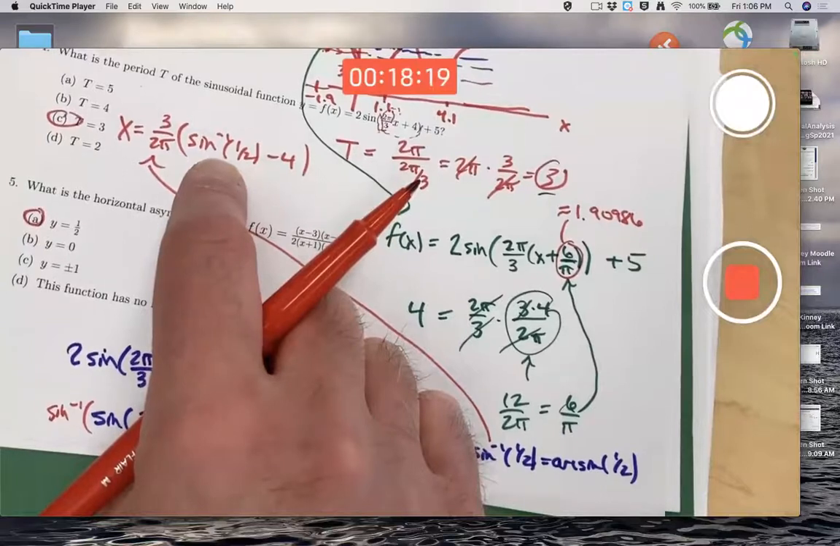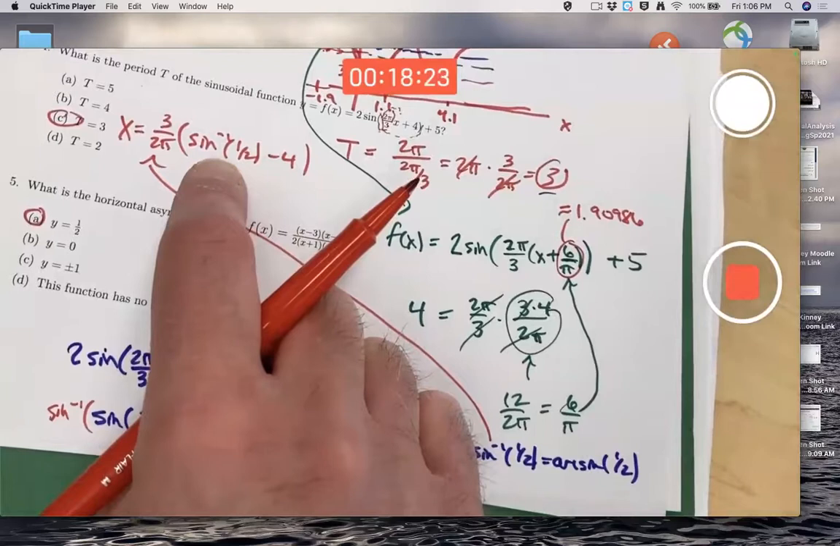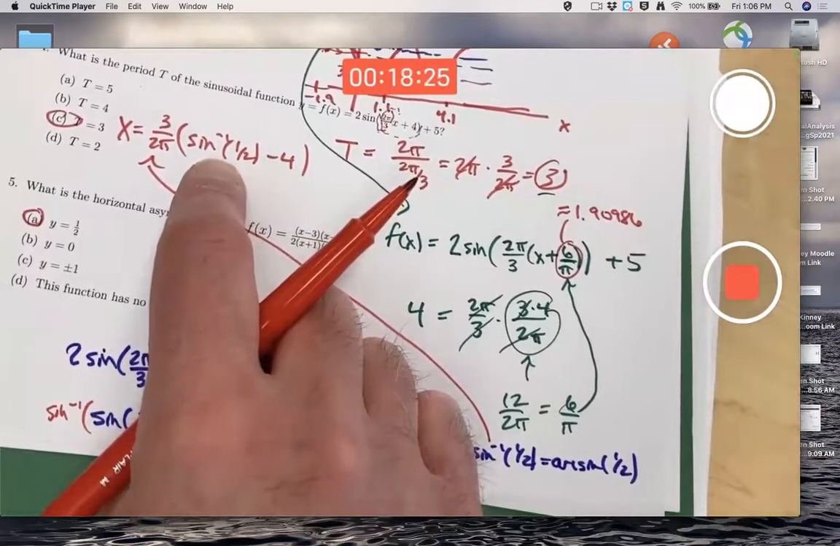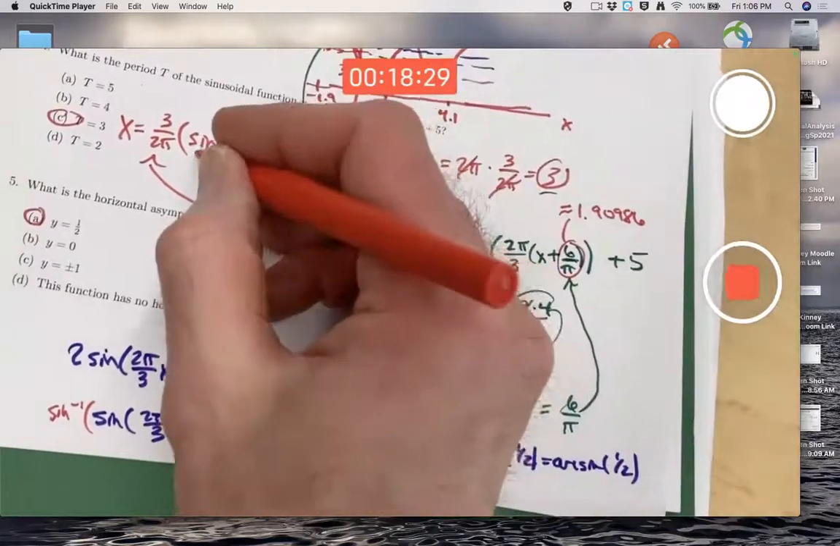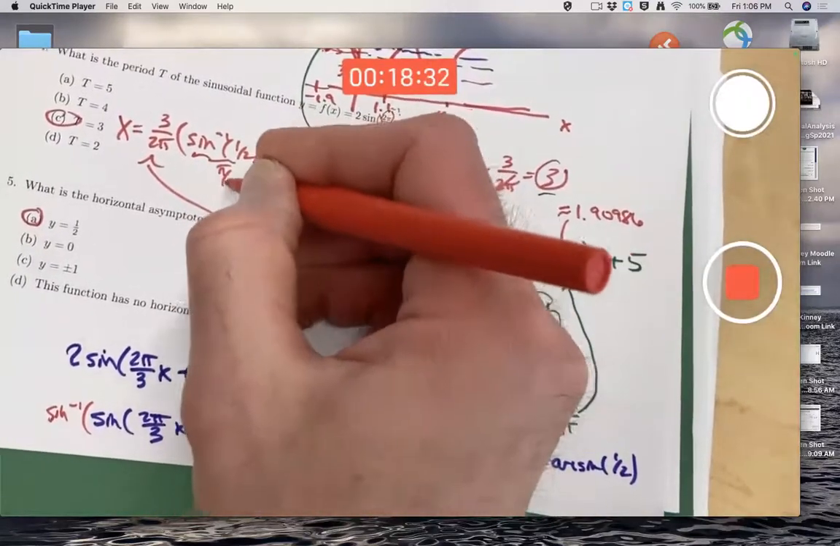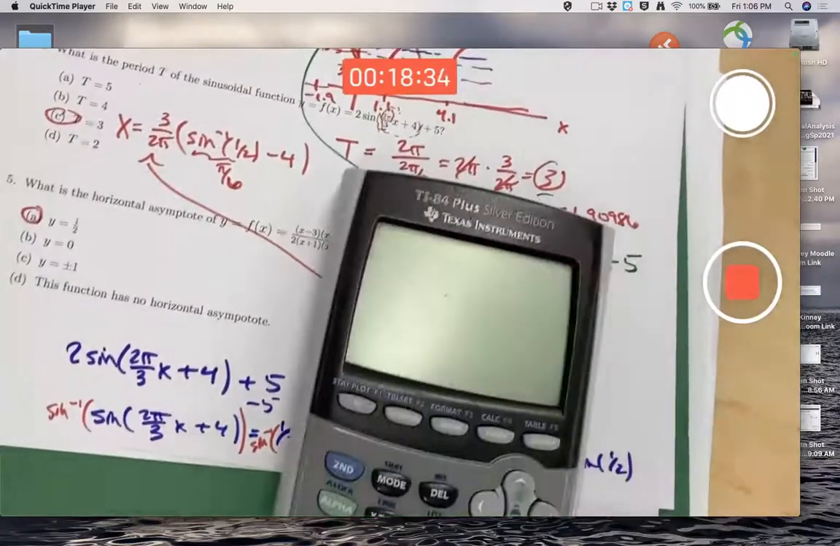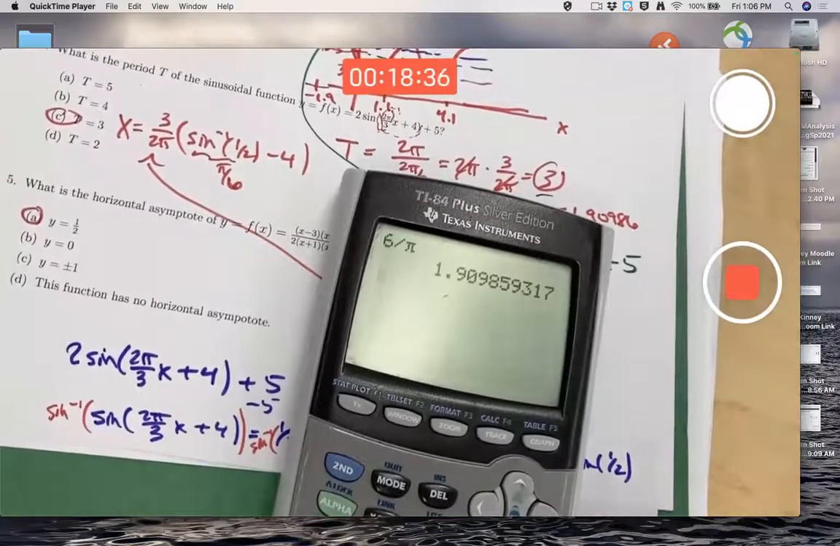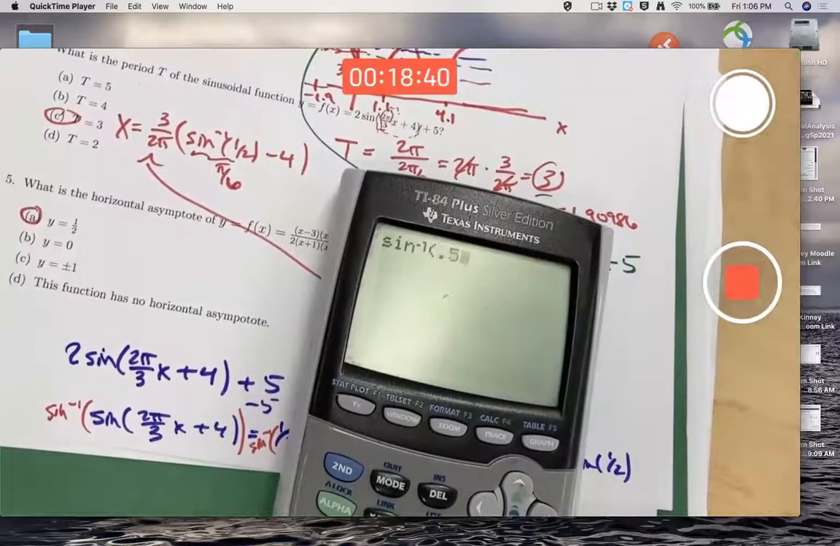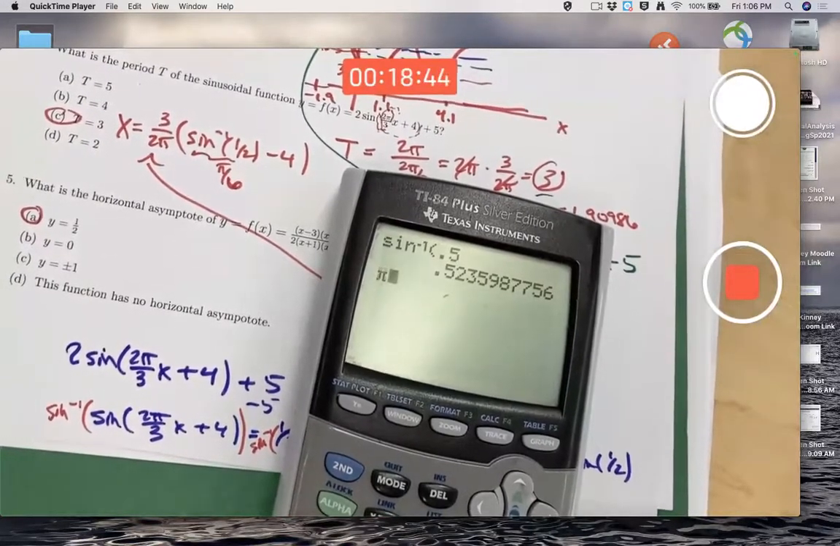Pi over 3. That was a guess. That would be inverse cosine of 1/2. Pi over 6. This is pi over 6. And if you're not sure, you can always use your calculator. Inverse sine of 1/2 is the same as pi divided by 6.